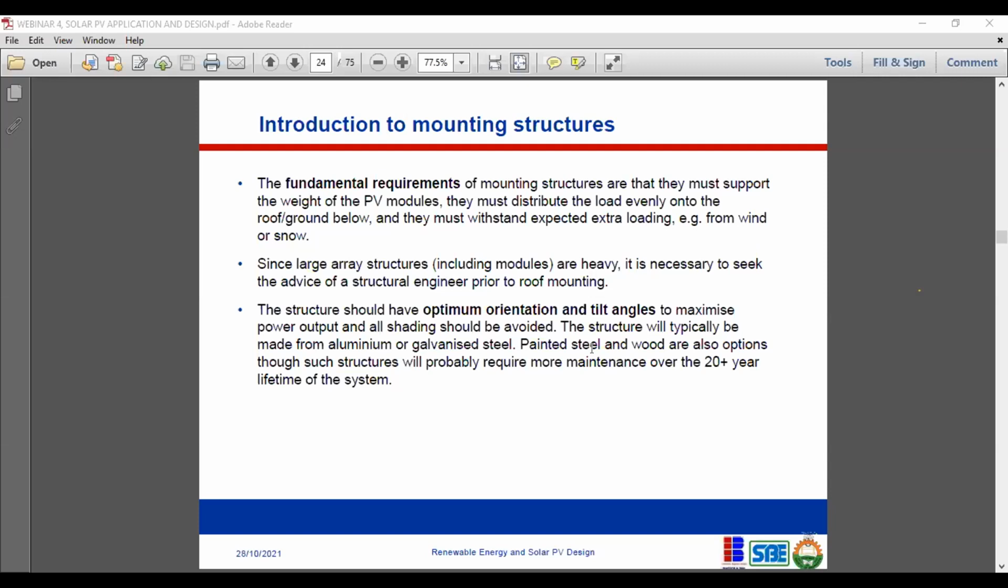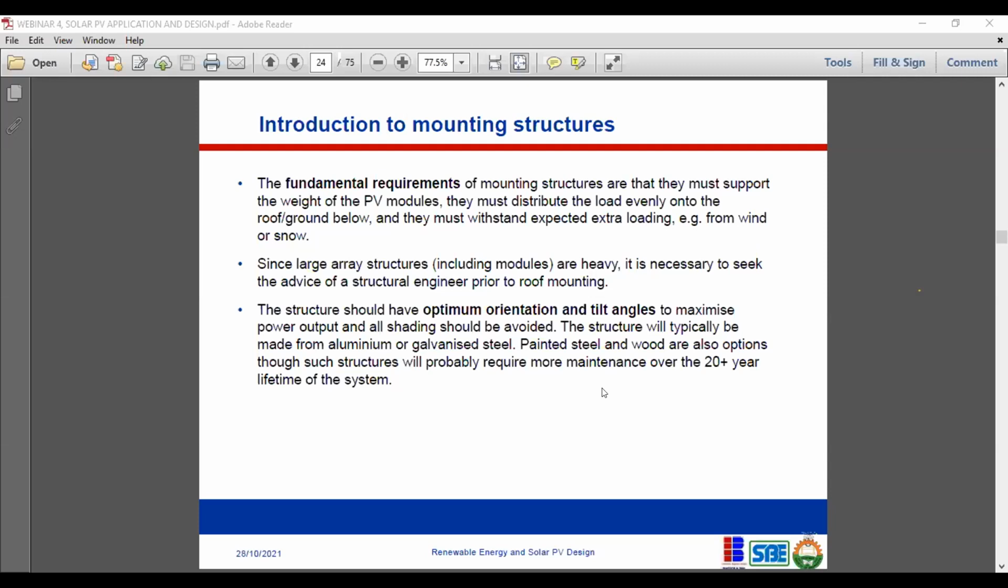Since large array structures, including the modules, are heavy, it is necessary to seek the advice of a structural engineer prior to roof mounting. The structure should have optimum orientation and tilt angle. We'll come to this, but the point of emphasis here is optimum orientation and tilt angle to maximize power output, and all shading should be avoided. The structure will typically be made from aluminum or galvanized steel. Painted steel or wood are also options, though such structures will probably require more maintenance over the 20+ years lifetime of the solar system.